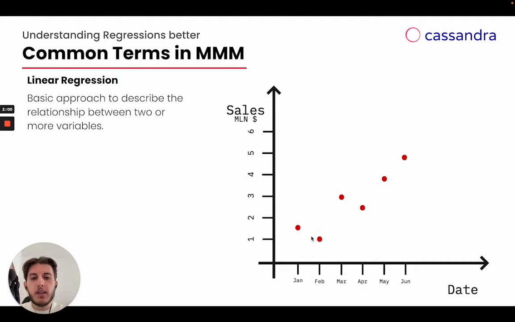These red dots represent how much revenue, in millions of dollars, we generated each month from January to June. Now, linear regression tries to find a line that is as close as possible to each and every point. So we take this chart and derive an equation that draws this line. This line tries to stay as close as possible to each and every point on the chart. And this is the linear regression itself.